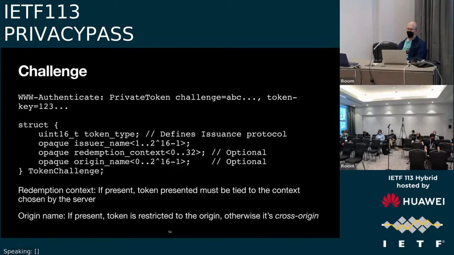Next slide. So just to review what the current status is of these structures in the challenge. This is all using HTTP authentication with the scheme as private token. It has a challenge and a key that are passed there. And then the challenge structure has the token type, which defines which issuance protocol we would use. It has the issuer name, which tells you who is allowed to actually give you the tokens on the other side. It has the newly renamed redemption context, which is optional and is essentially just some random server chosen context that they want to bind this token to. And then also an origin name to scope this token to a particular origin upon redemption.